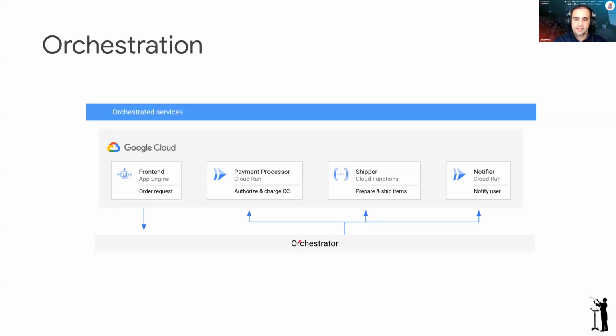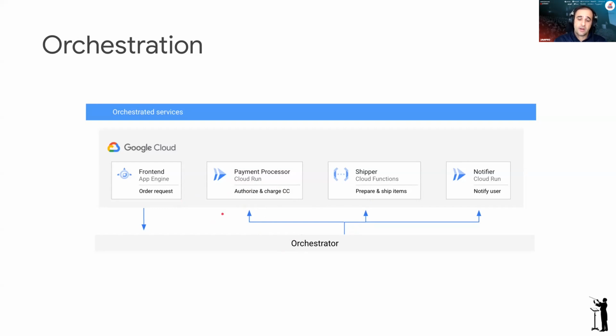So in our case, the orchestrator will make a call to payment processor, passing in the order details and get it processed. Then when the payment processor returns, if there's an error, the orchestrator can retry. But if there's no error, then it will pass the details to the shipper, and so on and so forth.